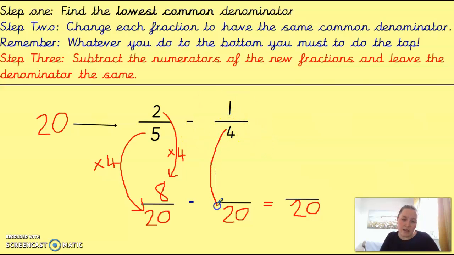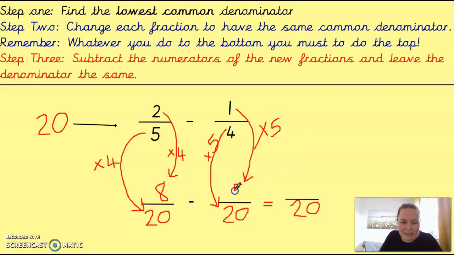Bottom first. 4 times what equals 20? 4 times 5. Same to the top, times it by 5. 1 times 5 is 5. Oops.